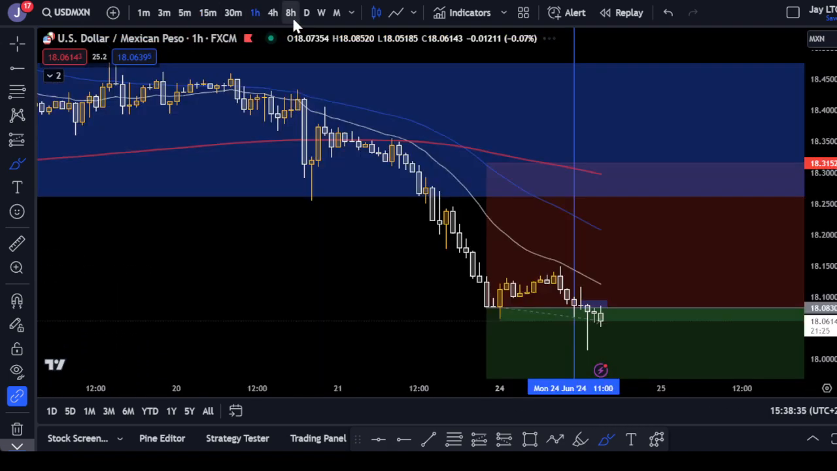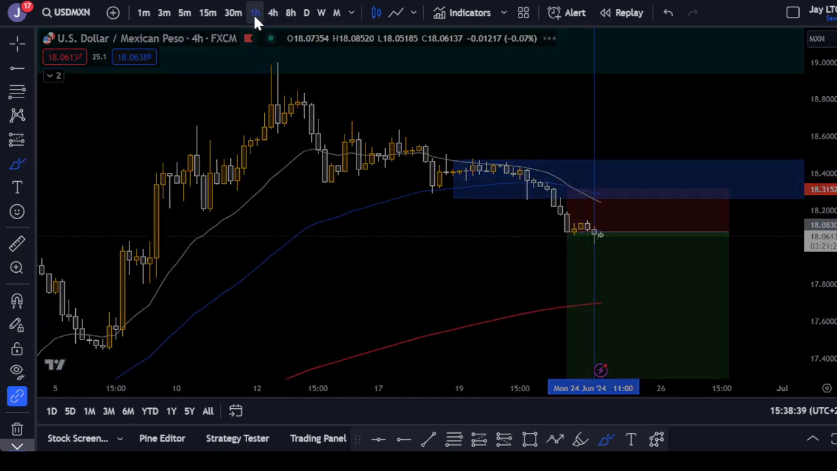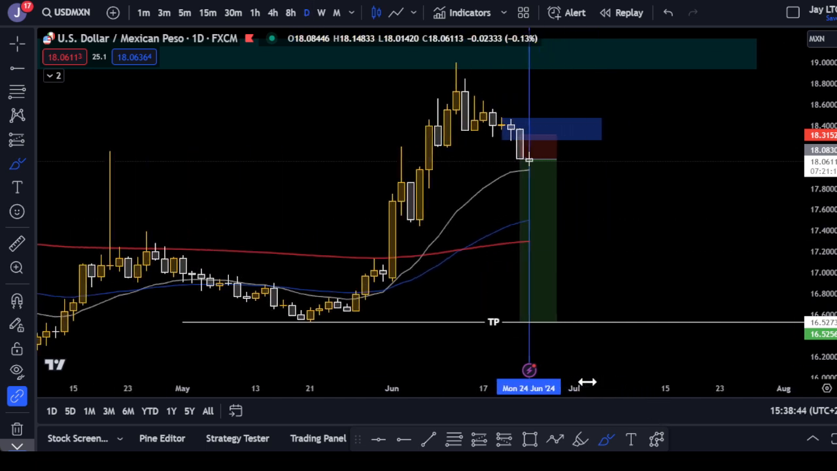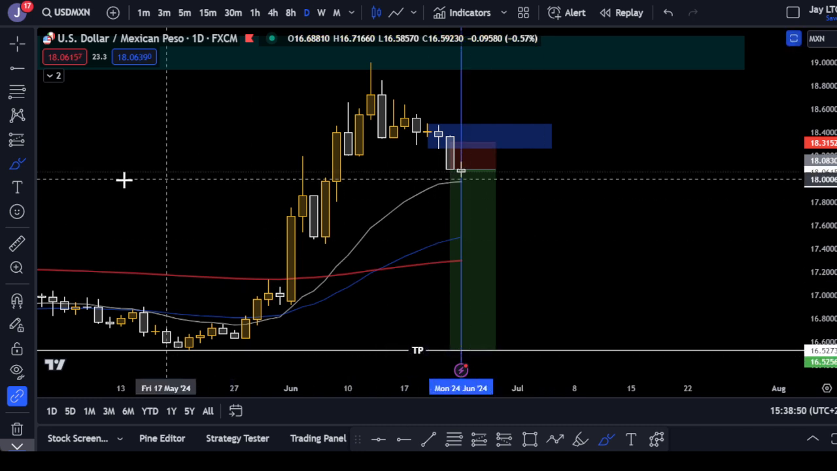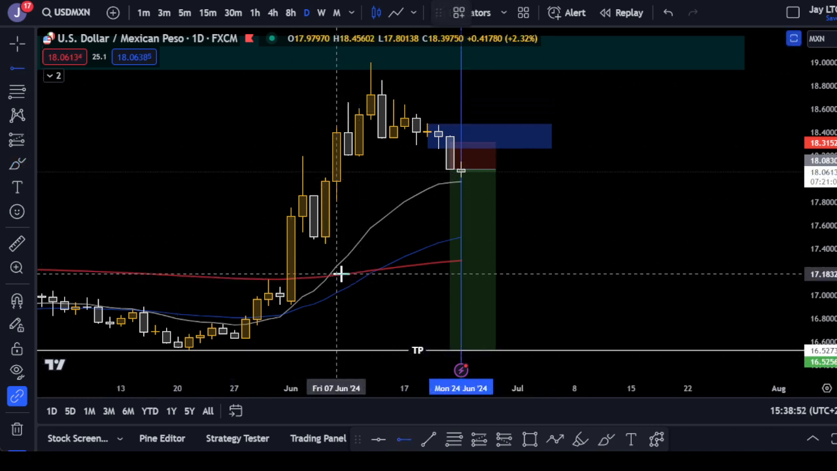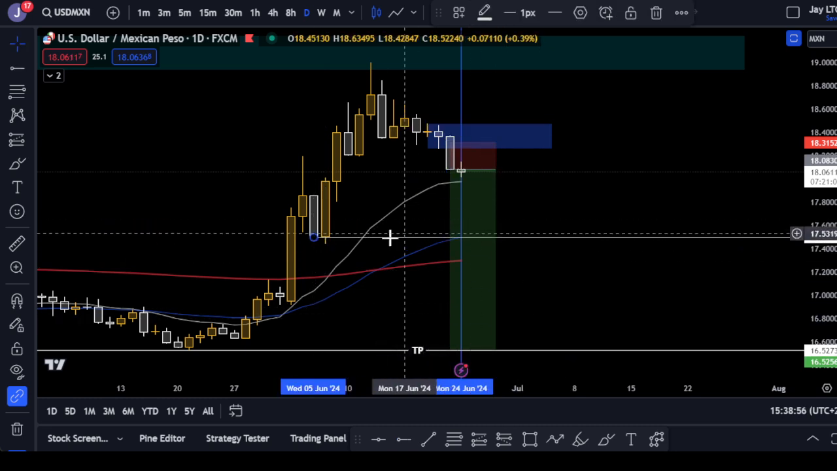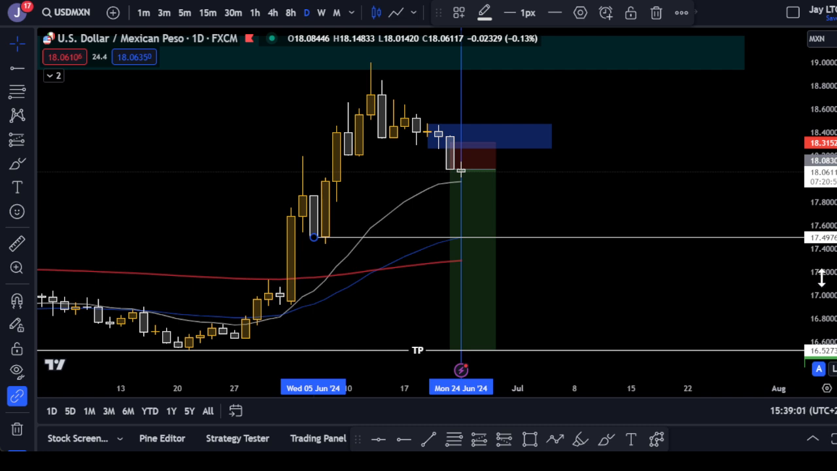What the market is respecting and rejecting right now is the 20-day EMA. I think it is on a daily time frame. Yeah, you see here on a daily time frame. So this is what market is respecting right now and having trouble getting past. All right. So that's that. The next level that you've got to watch out for is this here. All right. And that is 17.50, you can say.